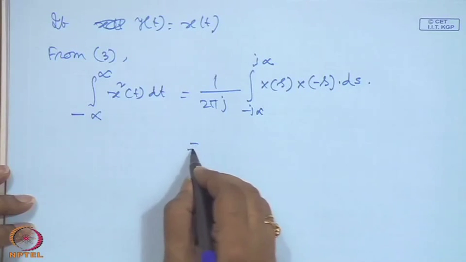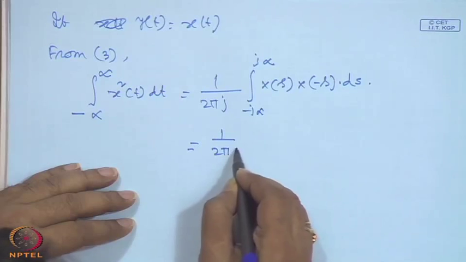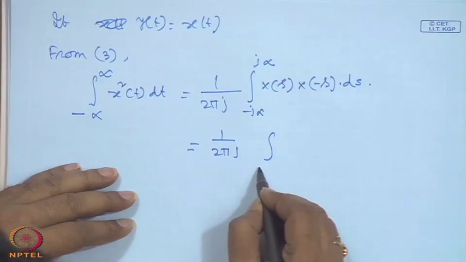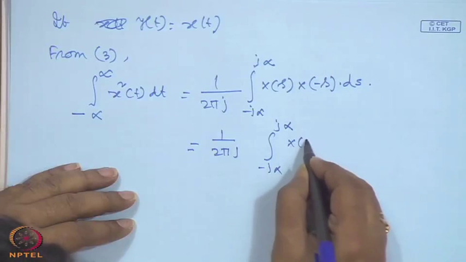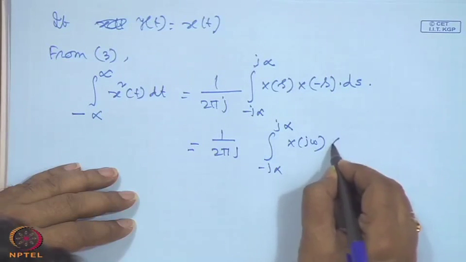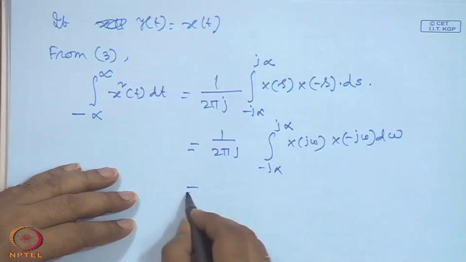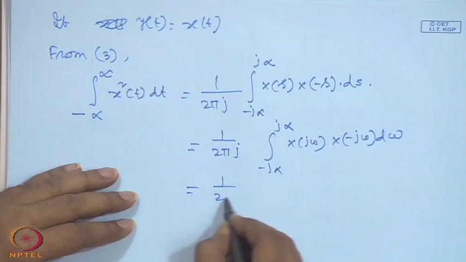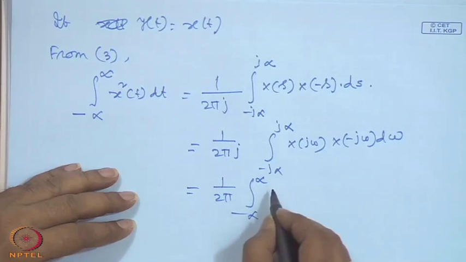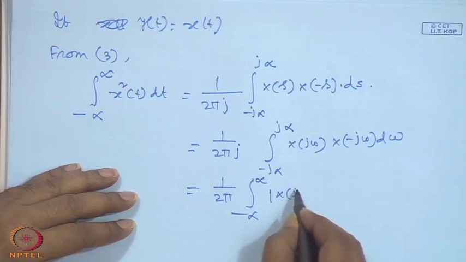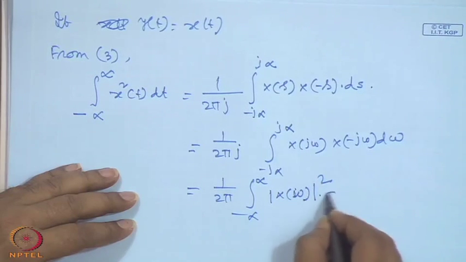And this ultimately we can write as 1 by 2 pi times the integral from minus infinity to plus infinity of x of j omega x of minus j omega d omega, which is nothing but 1 by 2 pi times the integral from minus infinity to plus infinity of the mod of x of j omega, whole square, d omega.